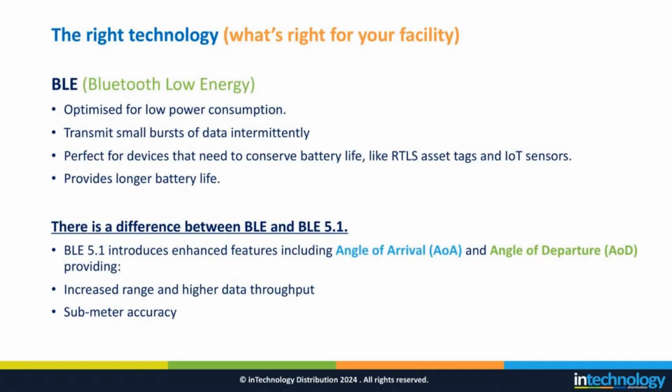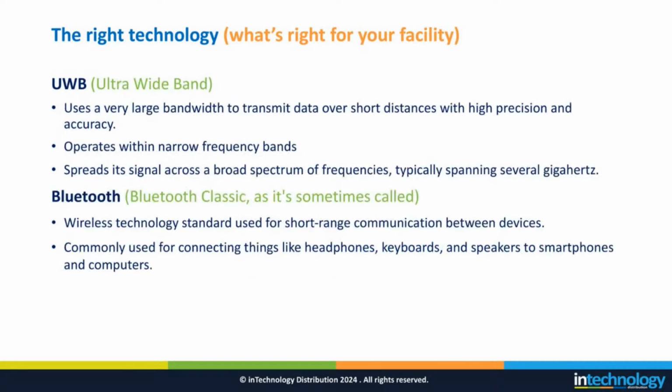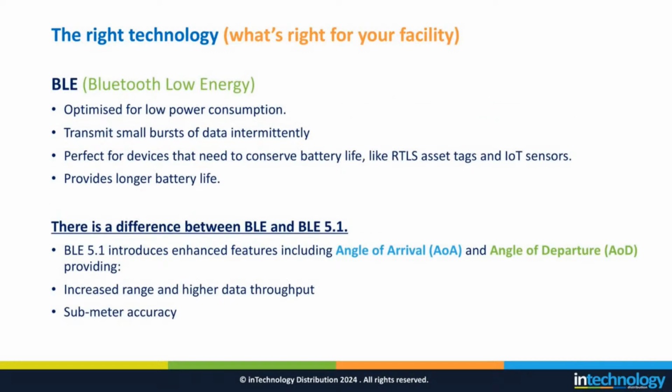Then we go into Bluetooth low energy. Now, there is a difference, and I'm going to talk about the difference between Bluetooth and Bluetooth low energy, because I think it's really important to define what it really is. BLE, or Bluetooth low energy, is really optimized for low power consumption. So it does transmit small amounts of data intermittently, and it's great for devices in an RTLS world, in an IoT sensor world. And what it's been designed for is to basically provide a longer battery life.